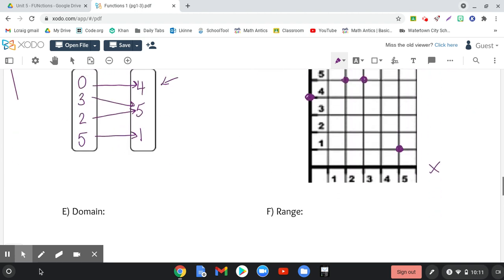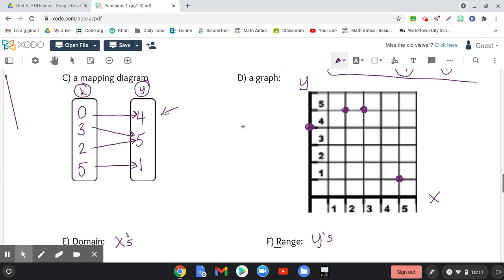All right, now your domain is just a list of your X's, and range is a list of your Y's. D comes before R in the alphabet, just like X comes before Y. That could be one way to remember. If you have a better way, please share. I'm always open to new suggestions.